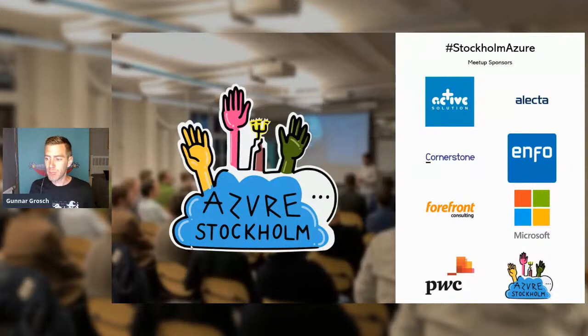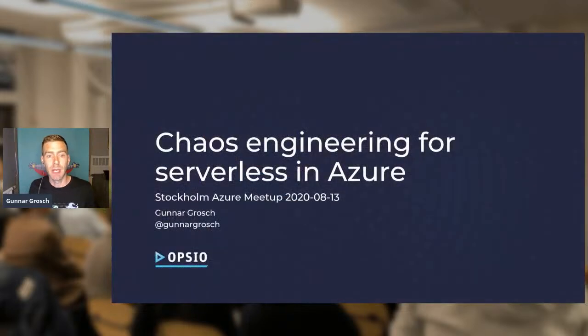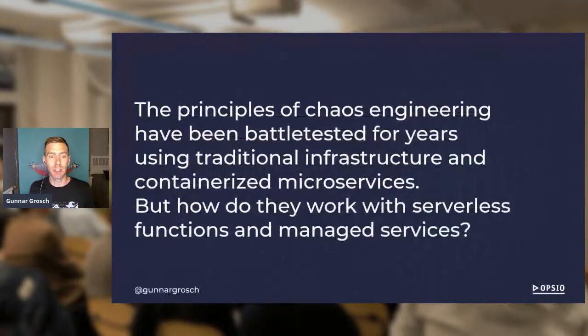All right, so without further ado, let's jump into tonight's presentation. The topic, as I said, is chaos engineering, and specifically for serverless within Azure. I've been doing these types of presentations for a while in regards to serverless for AWS, so it's going to be exciting to look at the same things, but for Azure instead. This is the gist of tonight's talk: the principles of chaos engineering have been battle tested for years using traditional infrastructure and containerized microservices. But how do chaos engineering principles work with serverless functions and managed services?